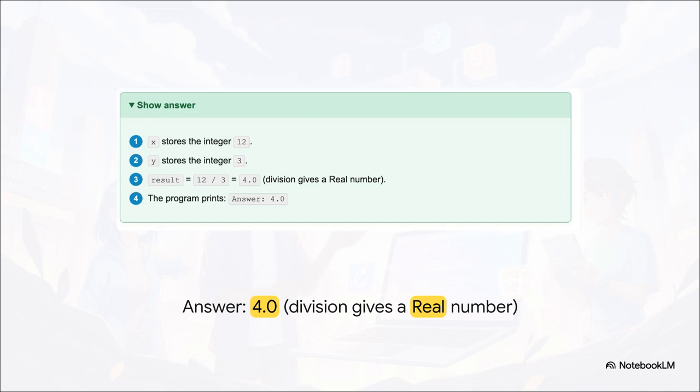Well, here is the answer. The program prints answer 4.0. See, because we used that int command, x safely stored the actual integer 12, and y stored the integer 3. And 12 divided by 3 is 4. But hey, notice that .0? In Python, using that division operator always gives you back a real number with a decimal, just in case there happens to be a remainder.